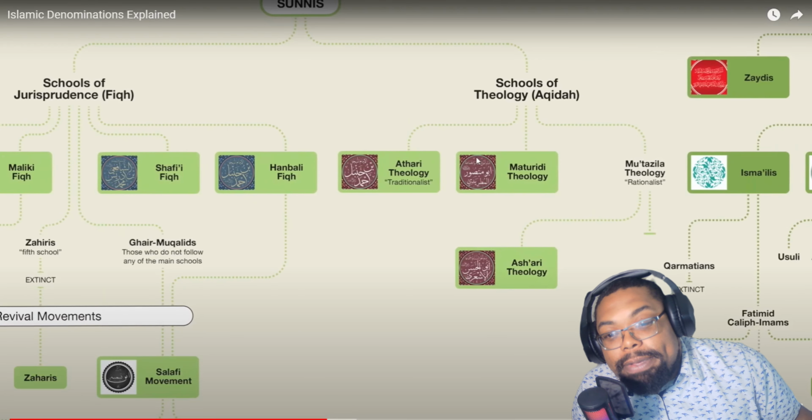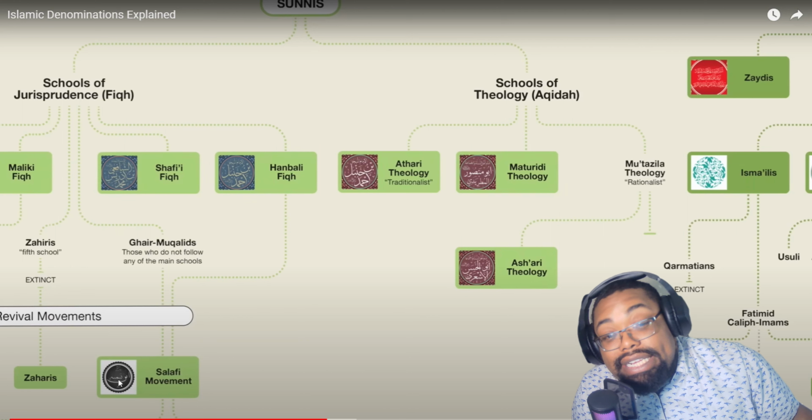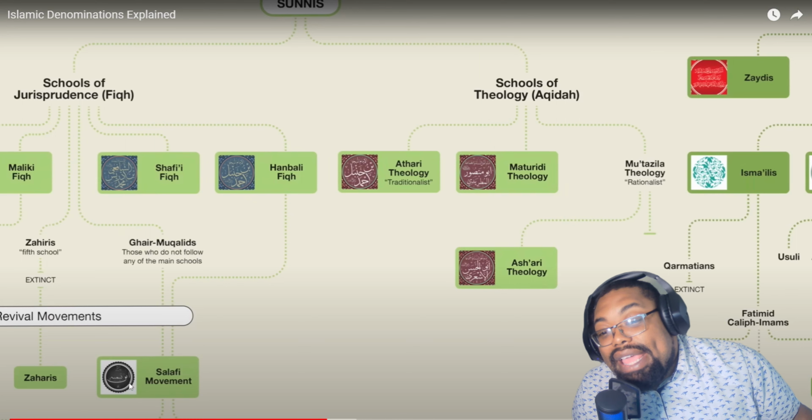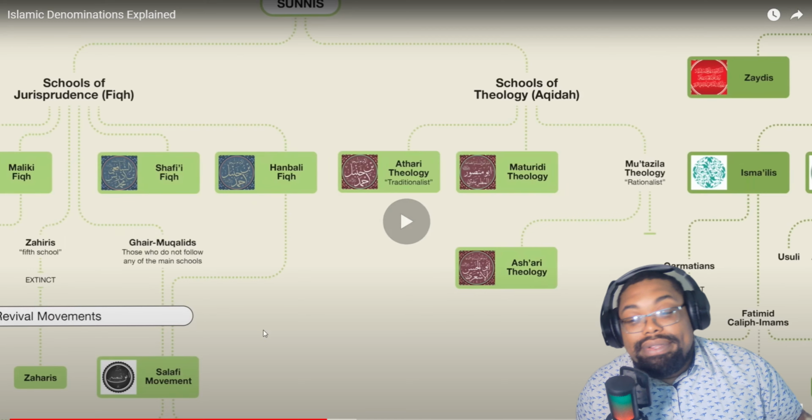Okay, before he talks about the schools of theology, I gotta say this Salafi movement, I actually do like this one. It's the black. It's the little details around here. You know, it's the little things for me that really matter. You know, I enjoy this one.